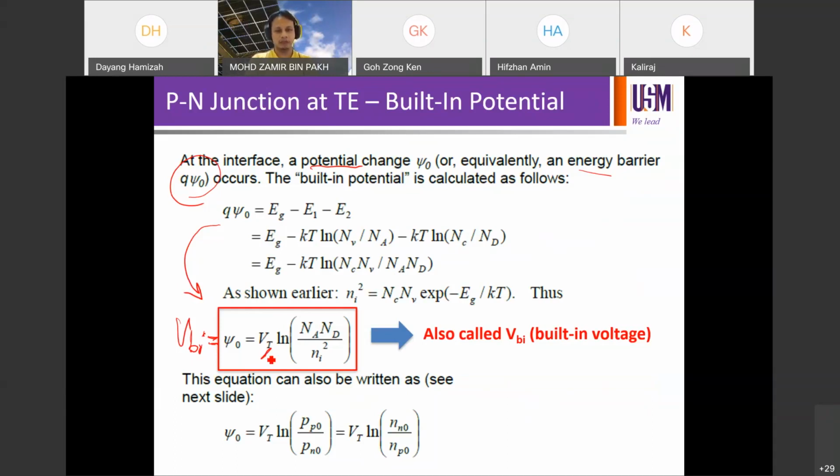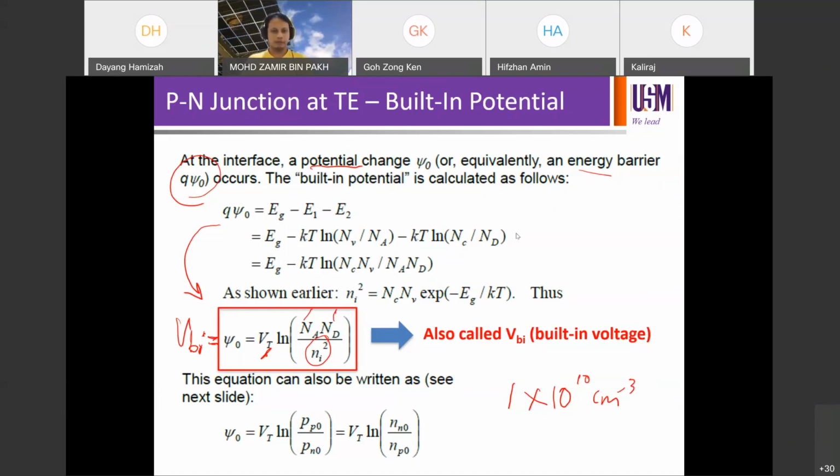So the thermal voltage is known, right? You can calculate the thermal voltage based on the given temperature. Then NA is the acceptor level for the p-type, ND is the donor level for the n-type, and ni squared is already known for any given material. For example, if we talk about silicon, then we're talking about 1 times 10 to the 10. So from here, you can already calculate your built-in potential at thermal equilibrium.